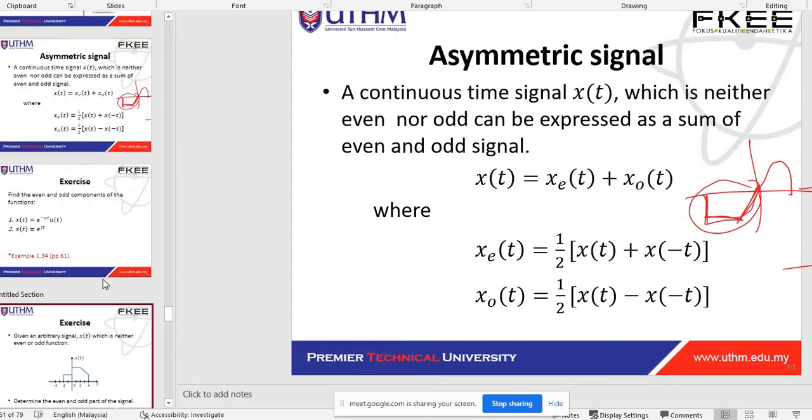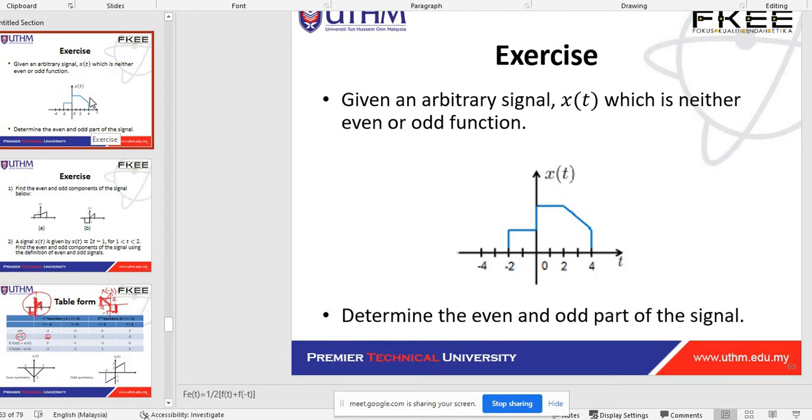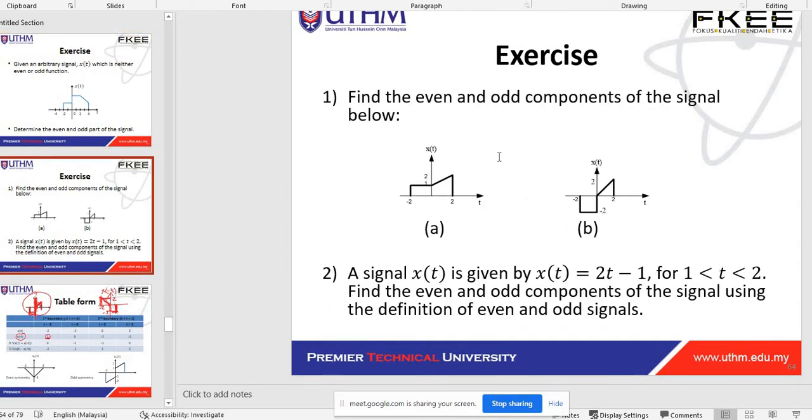I give you this one as an exercise. You can try this one also, this one is also an exercise. So I give you the example. I show the exercise, the answer for the B. Okay, let's do this B. Find the even and odd part components of the signal below. If given this kind of signal, you must use the formula.